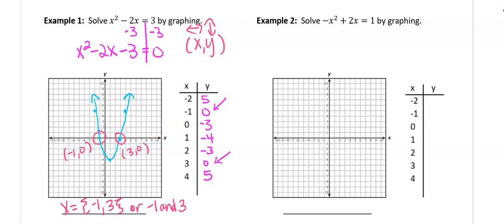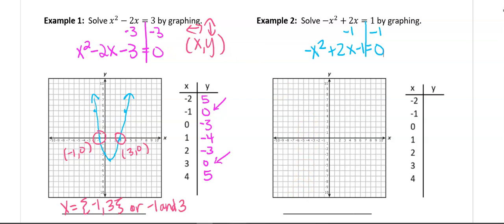So now let's go to our next one. The first thing we have to do is make sure it's set equal to 0. So I'm going to subtract that 1 from both sides. Now I want y'all to notice this was a positive x squared. This is a negative x squared. So what do y'all think that means it's going to do to the graph? Think about it. Okay, so I know that this one opens up. So I'm happy. I'm catching money. That's a positive. Think about it.